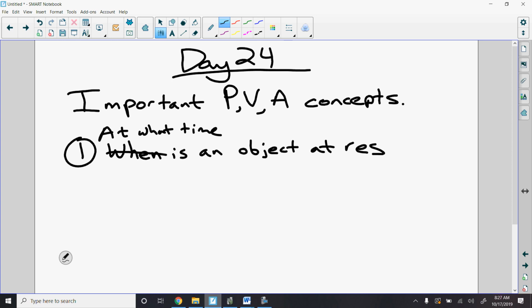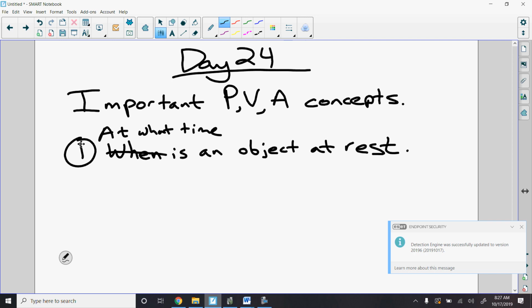One of the types of questions that you might be asked is at what time is an object at rest? I forgot the T. You might get asked this question, and it's very important that you know conceptually what's happening. If an object is at rest, we need to know that that means that the object is not moving. What a lot of people think of then is, oh, it's at zero, right?